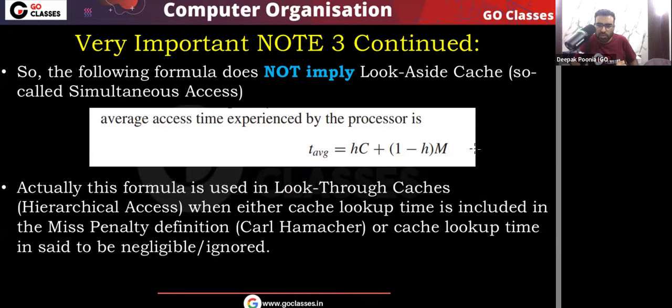In these situations, we use this formula in the hierarchical access, or I can say in the look through cache design. Okay, is this clear? So this formula does not imply look aside cases. This formula does not imply so-called simultaneous access.